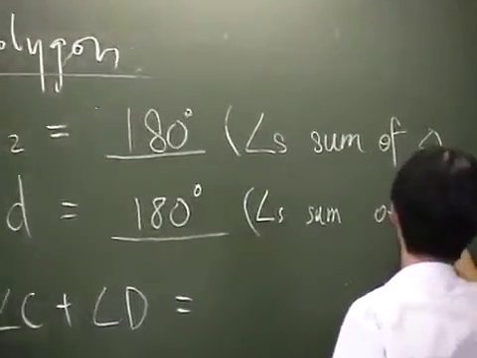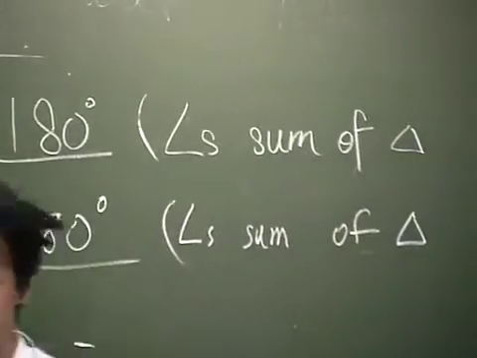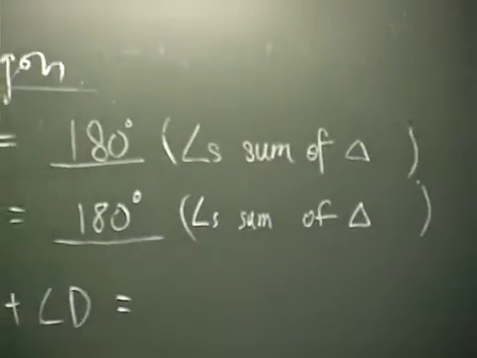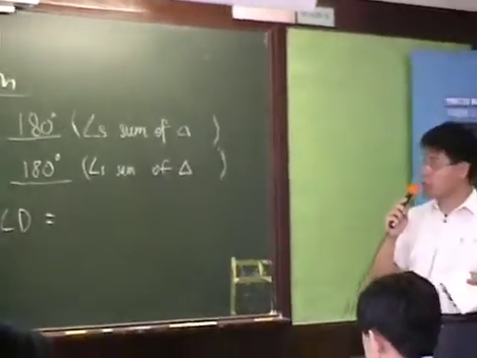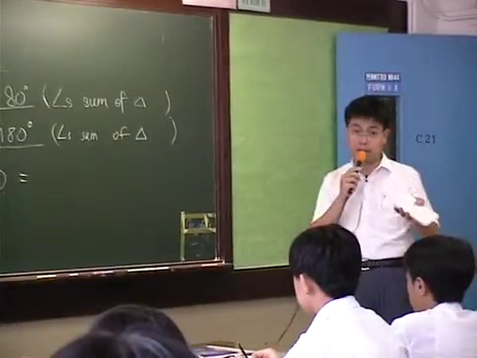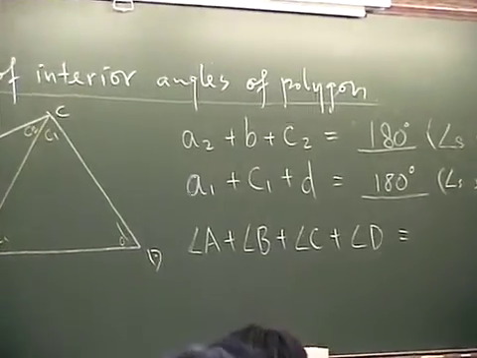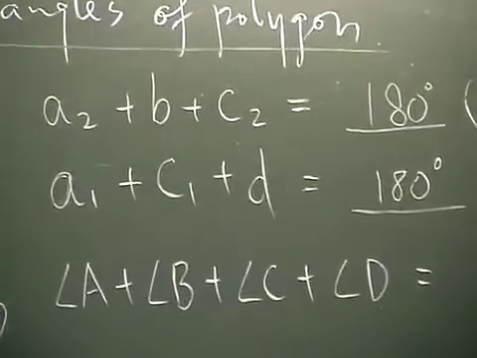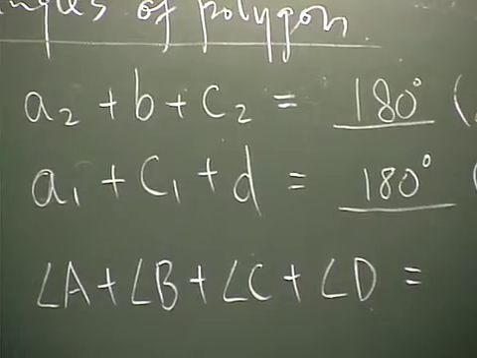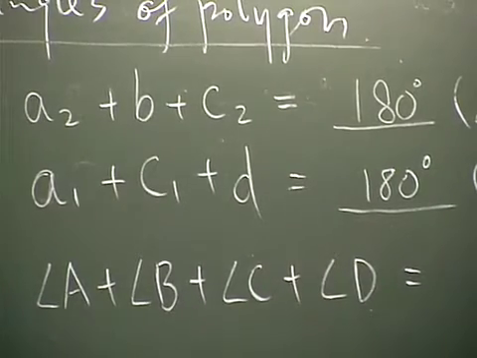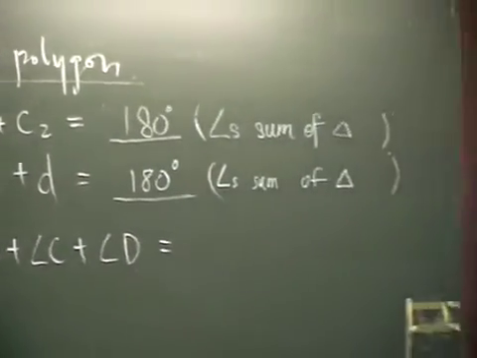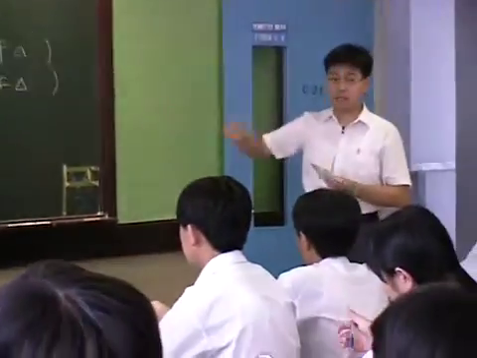Okay, first of all, you say A2 plus B plus C2 is equal to 180 degrees. You're using the property, angle sum of triangle. Okay, also the second one. How about we come to the conclusion? How to work out angle A plus angle B plus angle C plus angle D? Okay, don't just write down the answers. Show it to us. How to find out the answer?